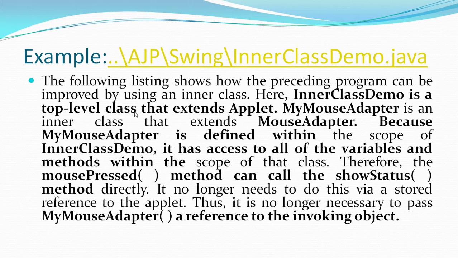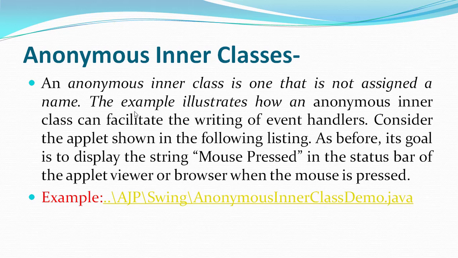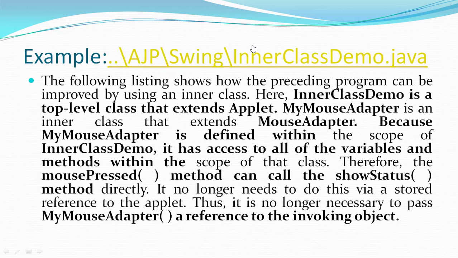It has access to all of the variables and methods within the scope of that class. Therefore the mousePressed method can call the showStatus method directly. It no longer needs to do this via the stored reference to the applet. Thus it is no longer necessary to pass the MyMouseAdapter constructor a reference to the invoking object. See the example.